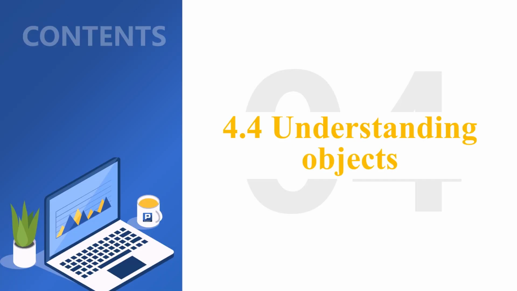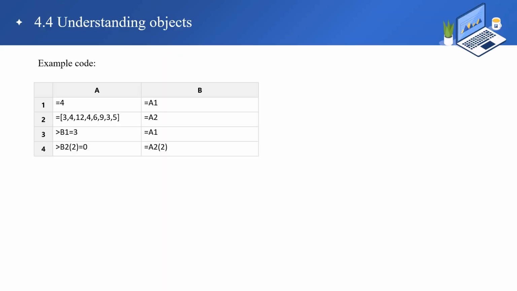Section 4. Understanding objects. Let's take a look at an example code. The value of A1 is assigned to B1, and then B1 is changed in A3. If you look at A1, you will find that it has not changed and still is the starting value. That is, the equals A1 in cell B1 copies A1, and is irrelevant to the original A1.